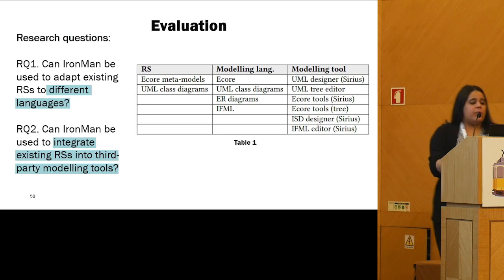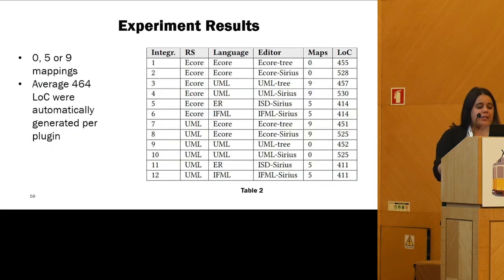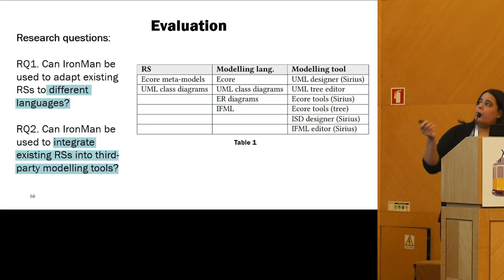So for the evaluation, first we want to see if we can adapt this recommender system to different languages, and if we can integrate it into third-party or existing modeling tools. For the evaluation, we use two recommender systems, one for Ecore metamodels and one for UML class diagrams. We use them for four, meaning three other different languages, each one using one of these. And also, we integrate them in different modeling tools.